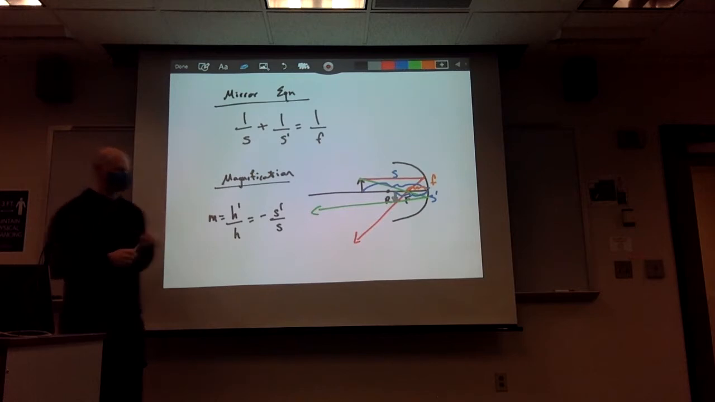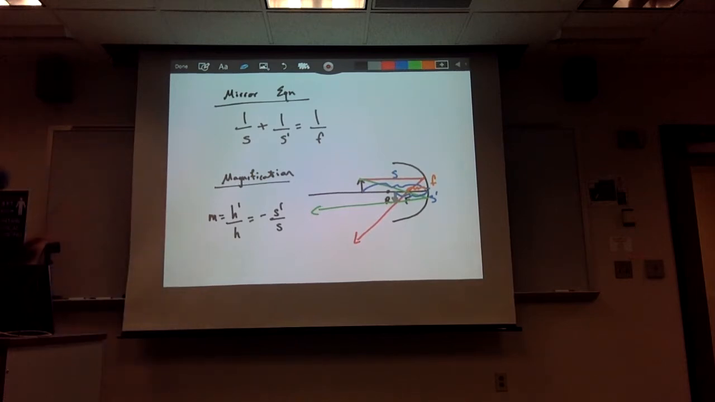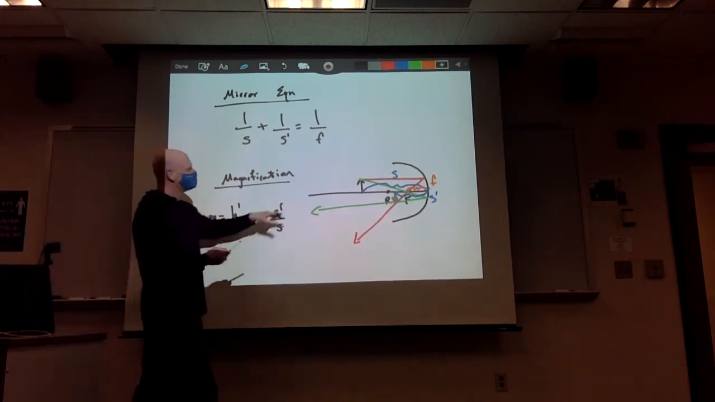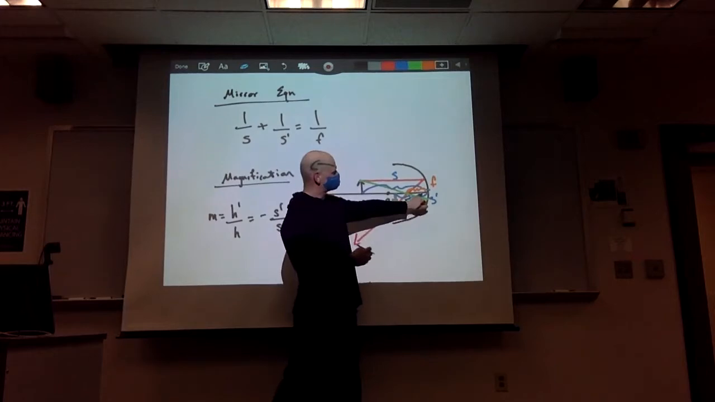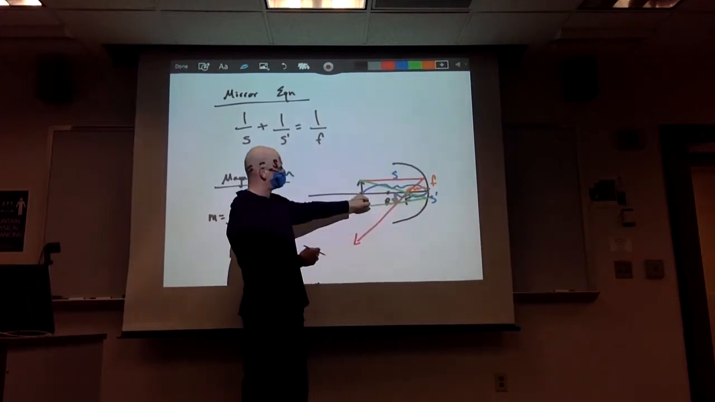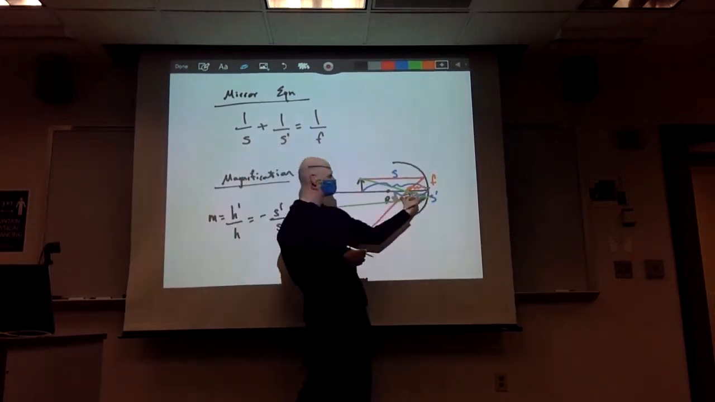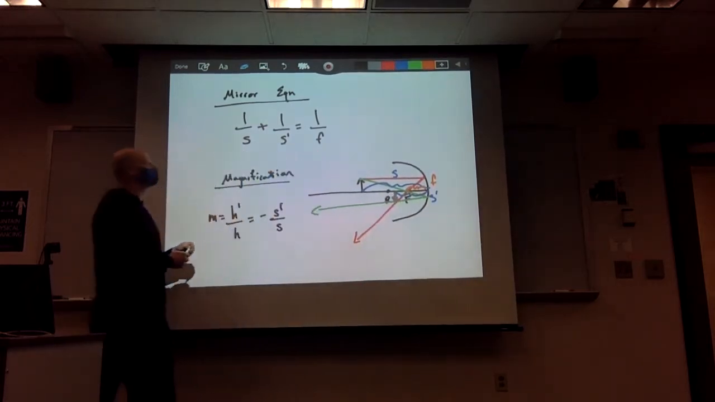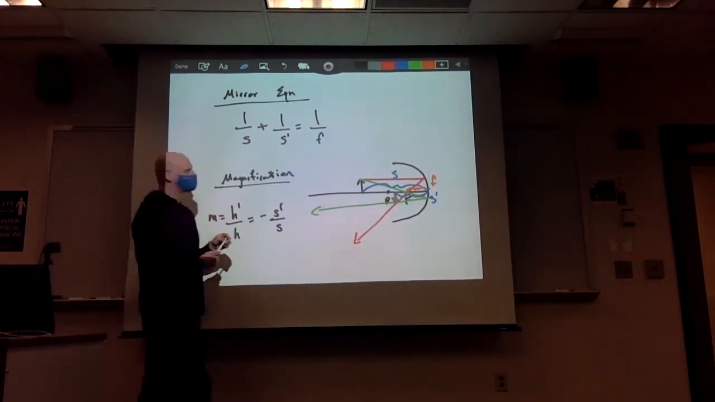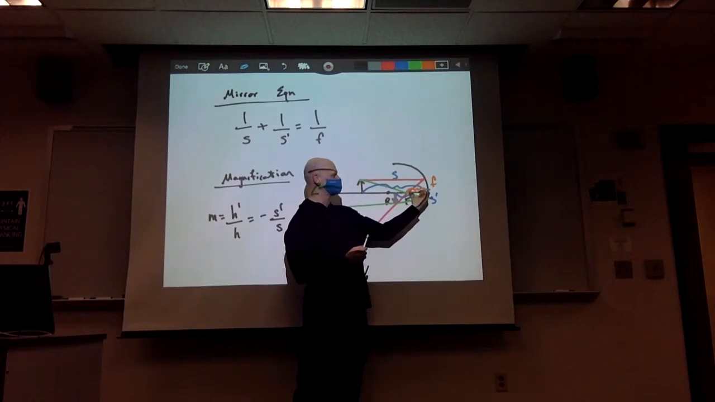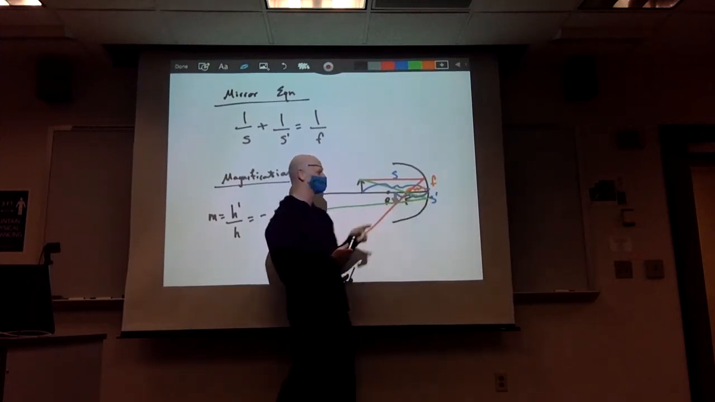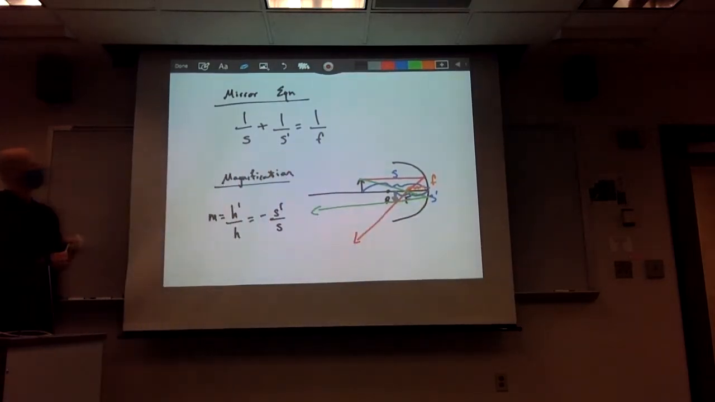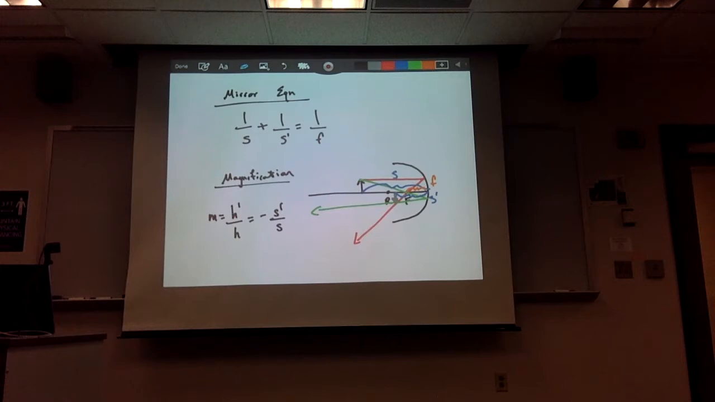So again, the mirror equation says that, and I drew a picture over here so we know what all of these different quantities are. It says that 1 over the object distance, which is the distance from the back of the mirror to the location of the object, plus 1 over the image distance, which is the distance from the back of the mirror to the location of the image, is equal to 1 over the focal length, where the focal length is also the distance from the back of the mirror to the location of the focal point. So that's what we call the mirror equation.